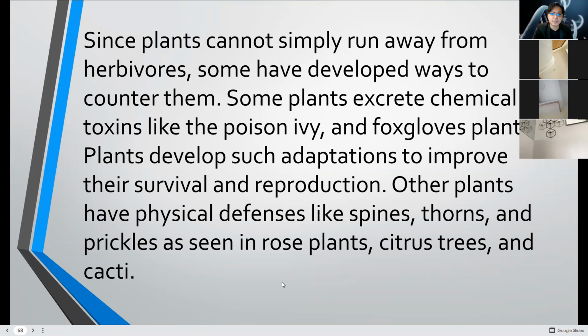Other plants have physical defenses like spines, your cactus, thorns, and prickles, as in the rose plant. In the stem of the rose plant, have you seen them? Those are prickles. Also citrus trees and cacti.